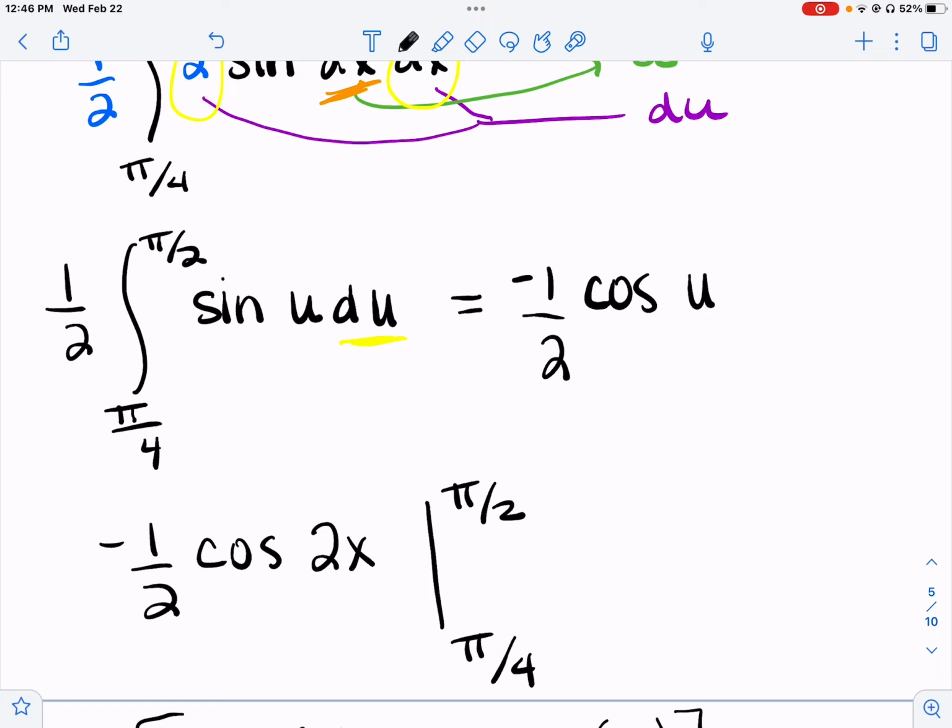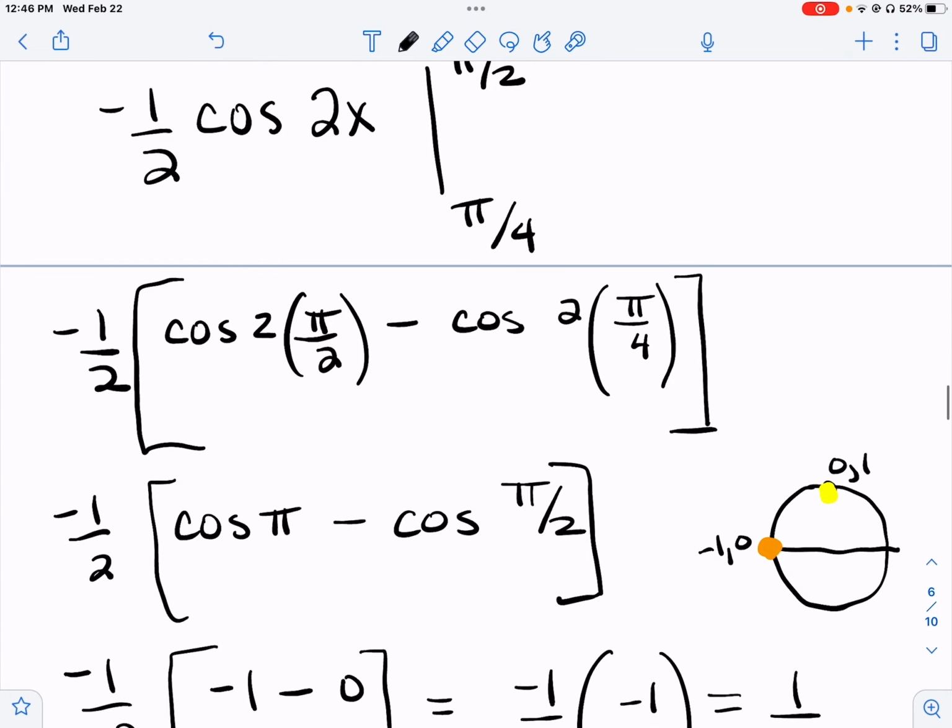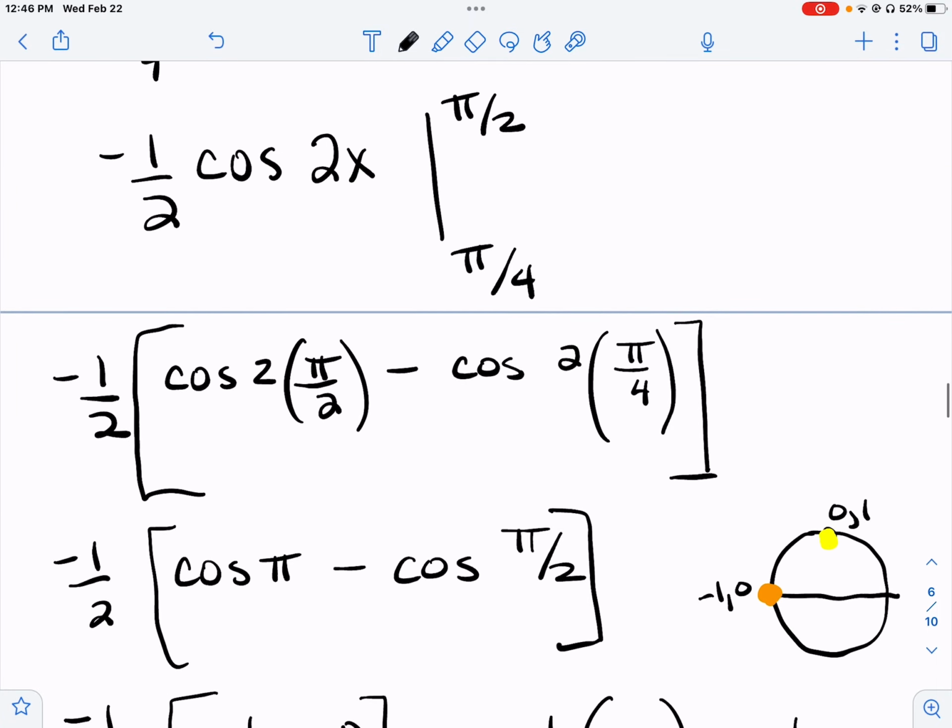Now we have our limits. We're going to plug in pi over 2 first. Okay, that -1/2 will be much easier if you put it on the outside of the brackets and do it at the end. So cosine of 2, plug in pi over 2, minus cosine 2, plug in pi over 4. 2 times pi over 2 is pi. 2 times pi over 4 is pi over 2. Okay, we've got that -1 outside, 1/2 on the outside. We'll make it less messy.